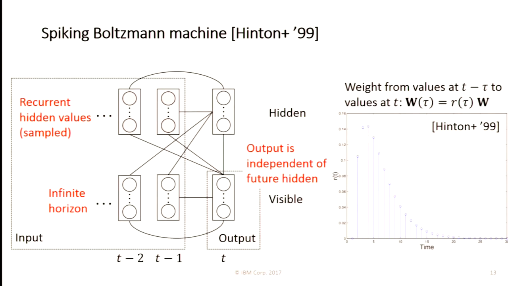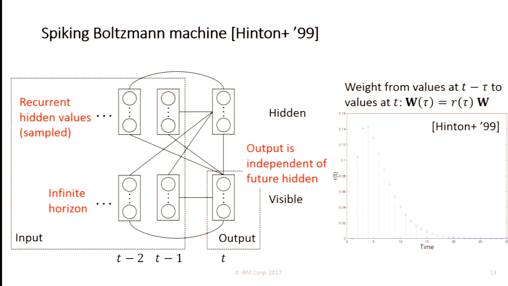So I'm going to start with this very old model, the spiking Boltzmann machine. Similar to a conditional RBM, it has a visible layer and a hidden layer. But the visible layer has an infinite horizon, and the hidden layer also has an infinite horizon. Another difference is that these hidden values are recurrent. So after you get this hidden value, the next hidden value is going to be used in the next step as input values.